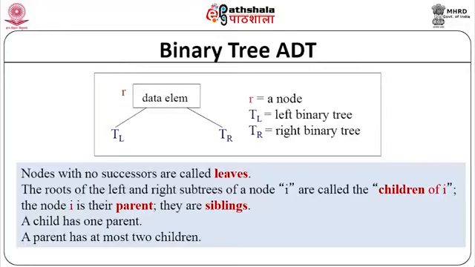So, again just to look at it: a node with no children is a leaf. The left and right subtrees of node I are called the children, and the left and right subtrees themselves are called siblings, and I is the parent. A node can have only one parent, and a parent can have at most 2 children. So, that is the abstract data structure definition of the binary tree.